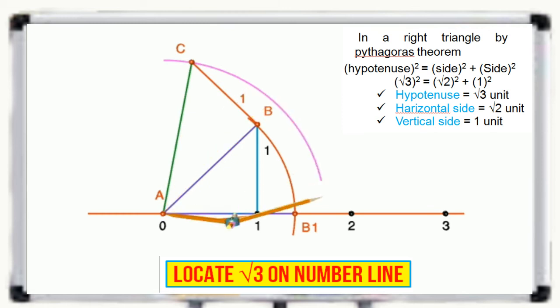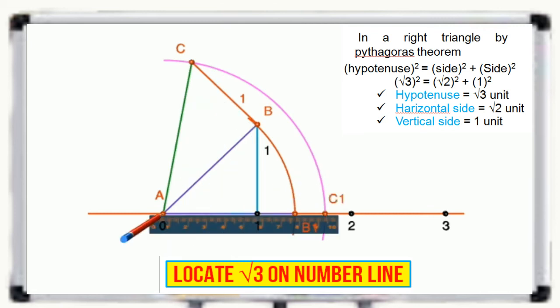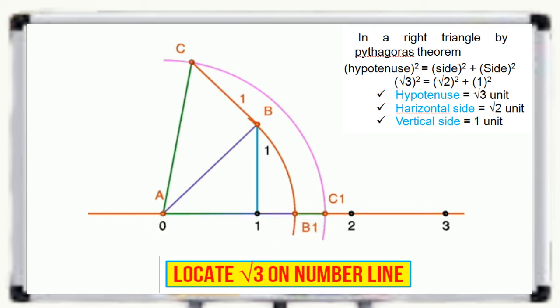Now take a compass and with A as the center and AC as radius, draw an arc. This arc intersects the number line at C1. So draw a line A, C1. It is about root 3 units in length.